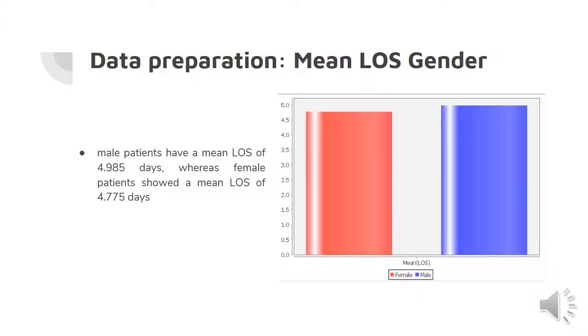After the data preparation phase, we did several visualizations just to get an idea of what variables might have an impact on our model performance. The first one we looked at is gender. We calculated the mean LOS, length of stay, for gender, and as you can see from the bar chart, the LOS is pretty close between male and female, so gender probably isn't going to have much of an impact on our model performance.